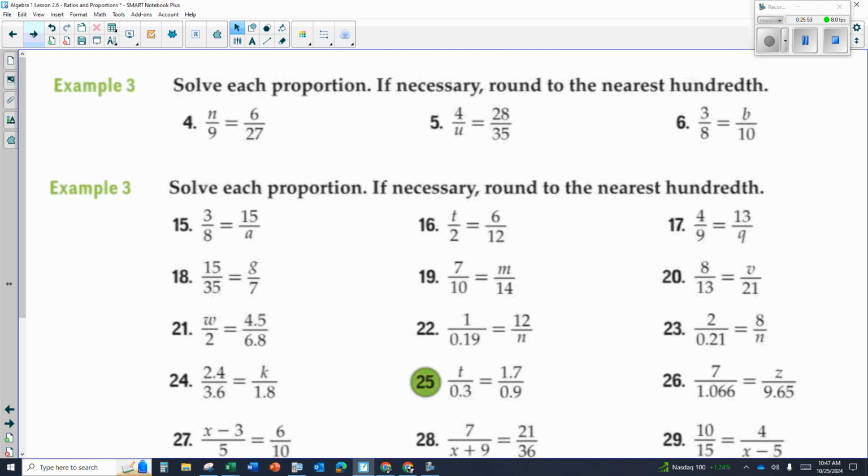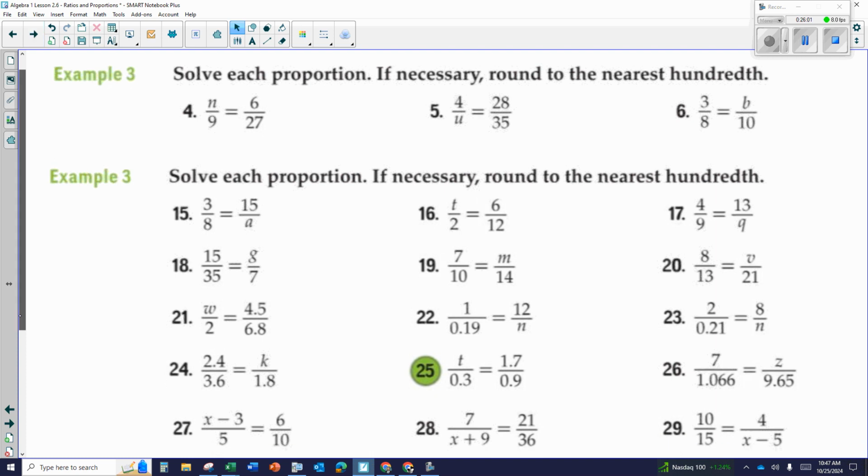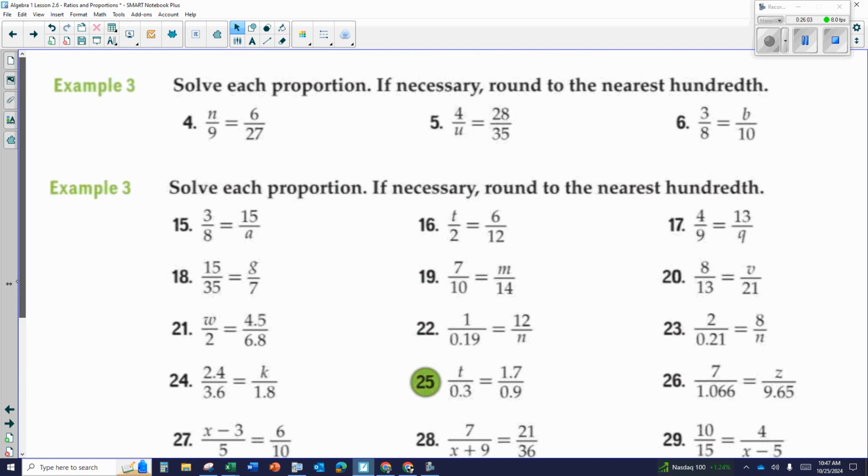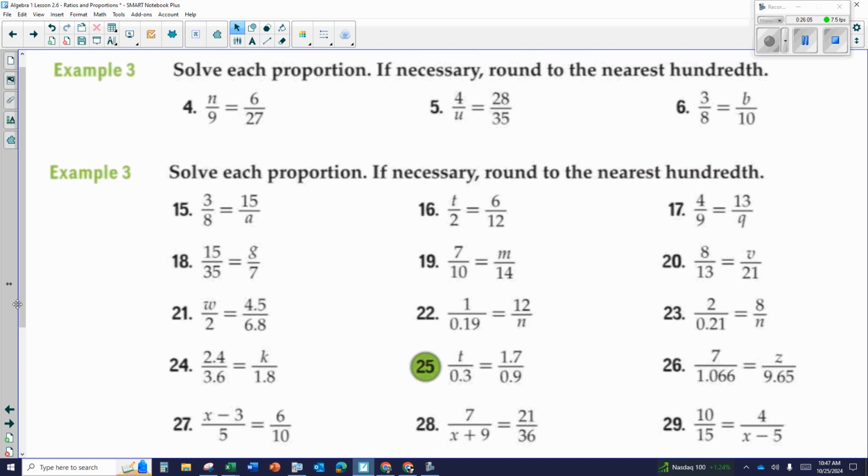And that will help you answer problems 4 through 6, or like example 3, and 15 through, let's take a look, 29. And remember, odd answers are in the back of the book. The odd numbers that are in the green circle, the solutions are there, not just the answers. So that's even more helpful.